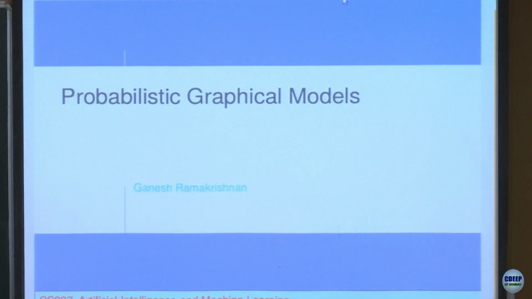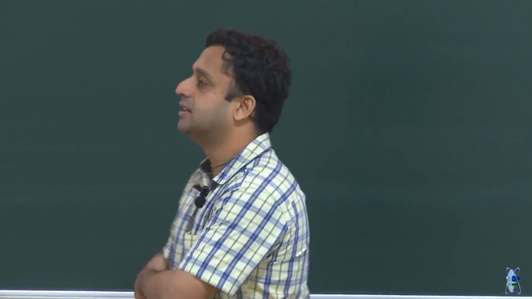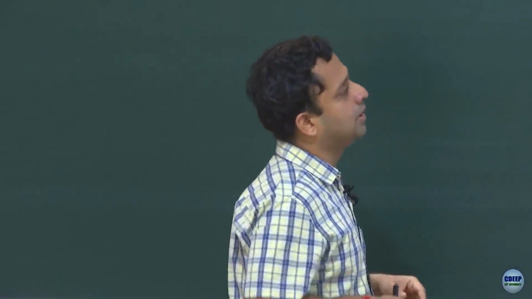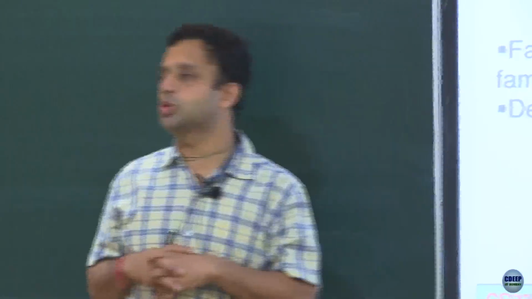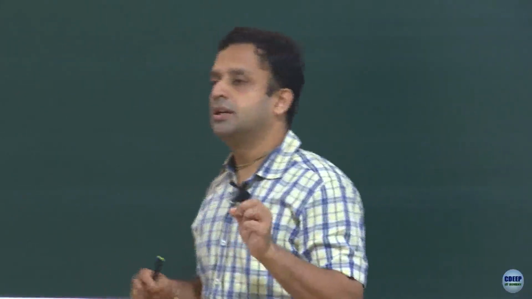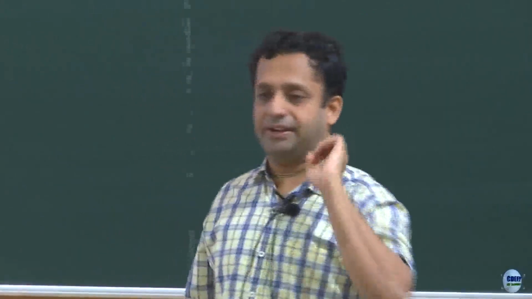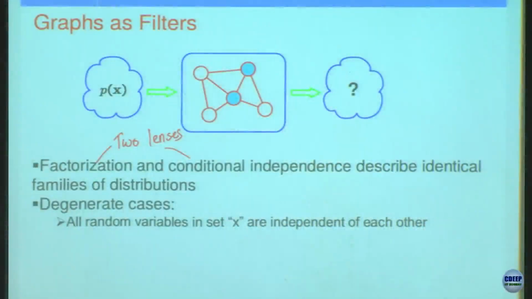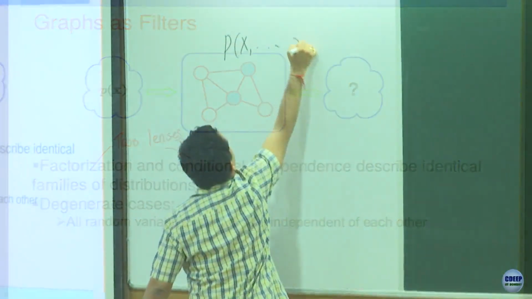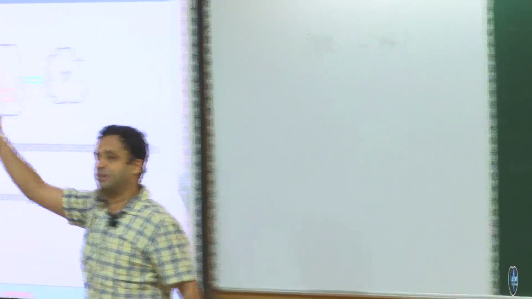So good morning. In the previous class we discussed the family of probabilistic graphical models as a kind of filter. Filtering through lenses: one lens is the factorization lens and the other is the conditional independence lens. Think of these two as lenses. The degenerate, the extreme cases are as follows. We have P of x1, x2, ..., xn, this entire joint distribution that could have been specified.